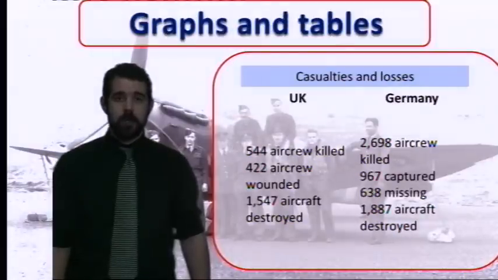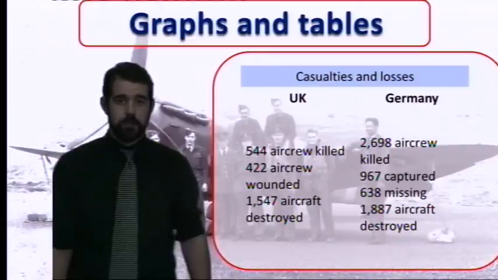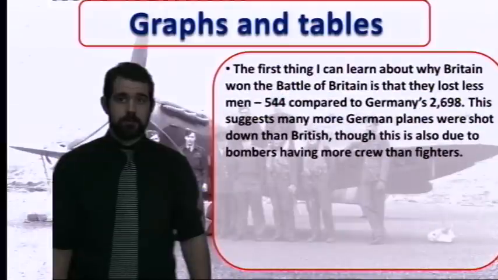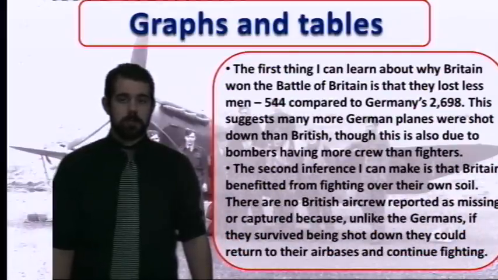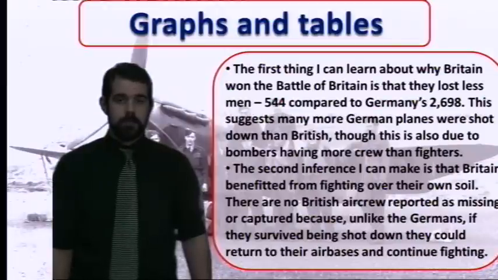Final type you might see, uncommon I would imagine, but you never know, graphs, tables. It's tempting to just repeat what the table tells you, you must make inferences. So this first point here is dangerously close to just saying what the source says. The second one is clearly an inference though. The fact that no British aircrew are reported as missing or captured, unlike the Germans, is because they're fighting over friendly territory. That is an inference you can make from the source that is not directly stated by it.